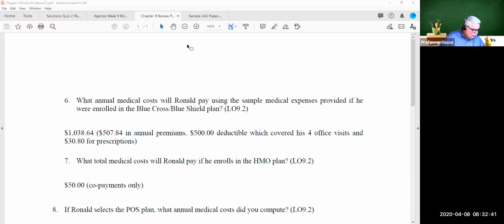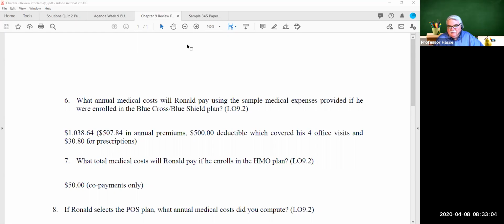What are the medical costs if he decides in number 7 to enroll in an HMO plan? All right. Well, all the HMO plan has is a $50 copayment. That's all you have to pay. When you go see Dr. Frankenstein for a medical checkup, all you have to pay is $50, nothing else. That's what an HMO plan is.